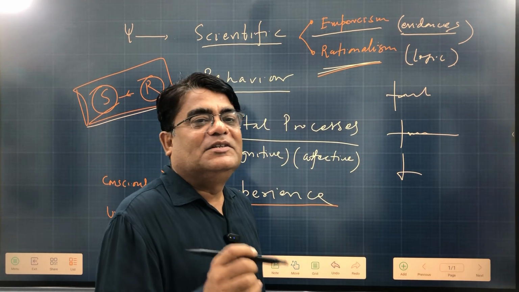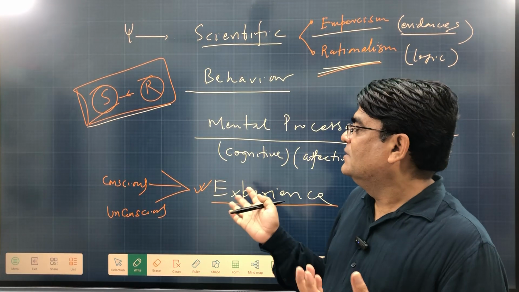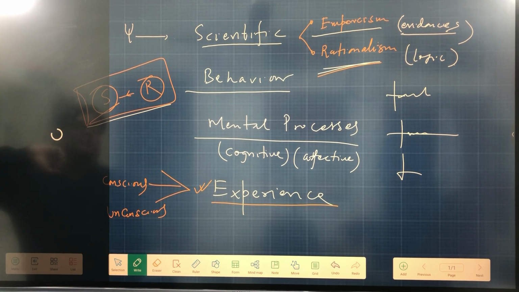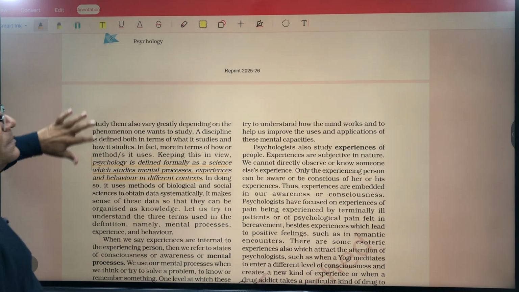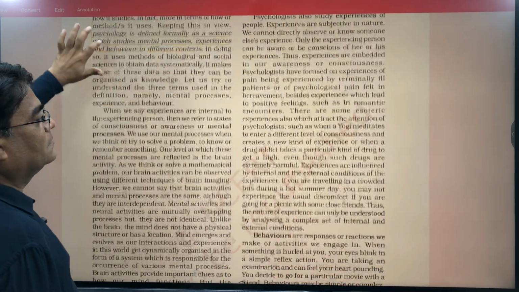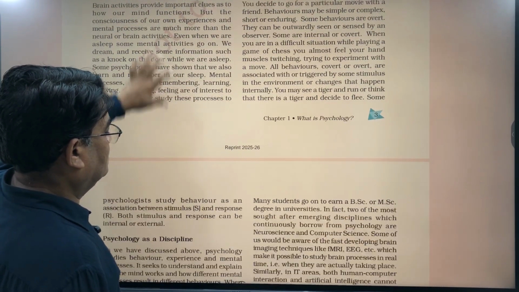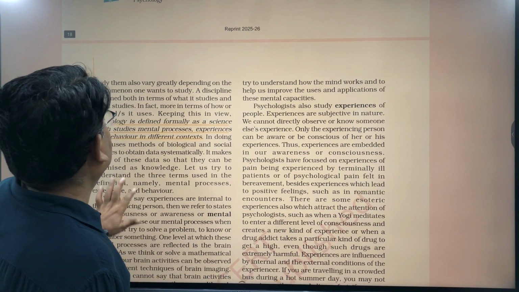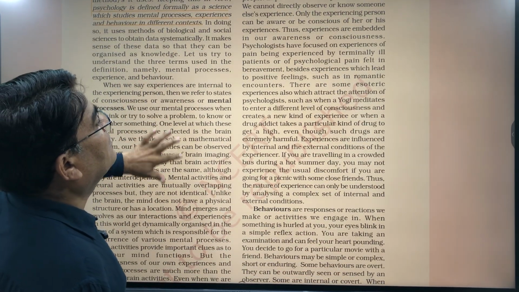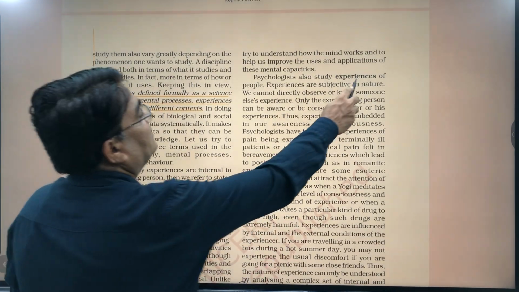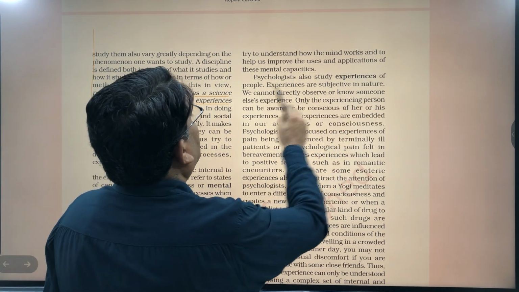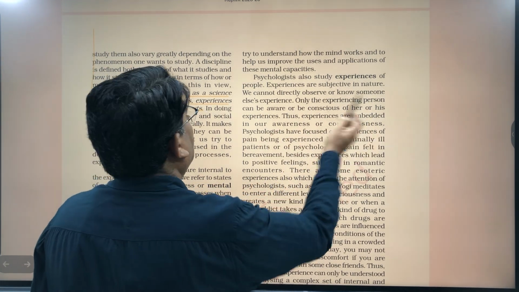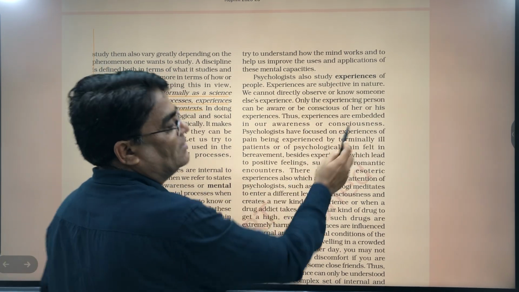And in NCERT you will find a term, let me tell you, so that you can know the exact term over there. Let me see, where is experience? Yes. Here, experiences. See, experiences of people. Experiences are subjective in nature. We cannot directly observe or know someone else's experience. Only the experiencing person can be aware of or conscious of his or her experiences. Thus, experiences are embedded in our awareness or consciousness. I was telling that thing.